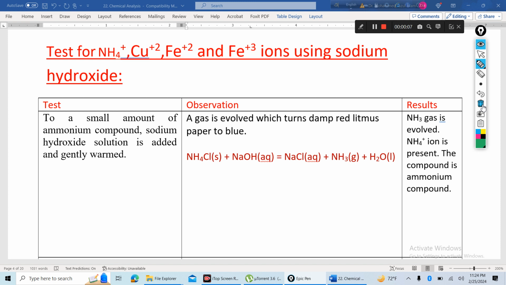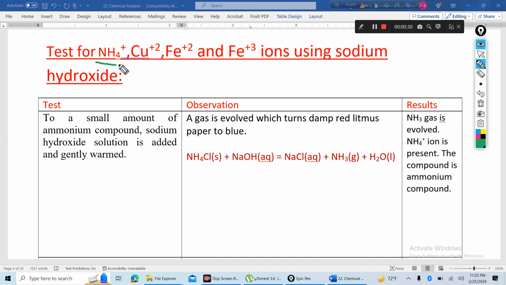Hello students, now I will discuss how you can determine ammonium ion, copper 2 ion, iron 2 ion, and iron 3 ion by reacting with sodium hydroxide.